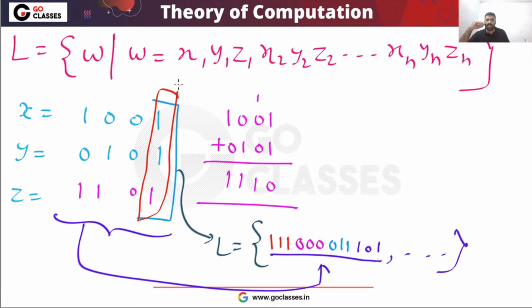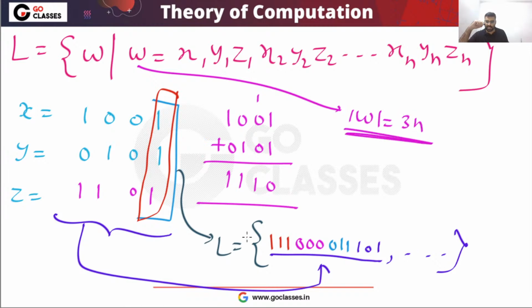Let me know. Remember one more thing: the length of every string is 3n, that is, a multiple of 3. So this string you will get: 1 1 1 0 0 0, then 0 1 1, then 1 0 1.